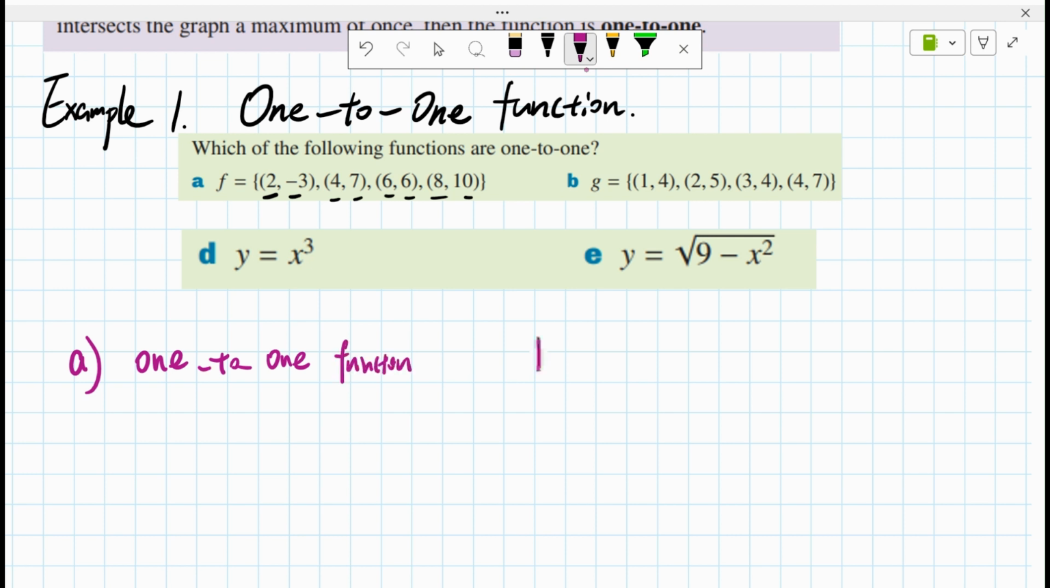And B, which is 1, 4, 2, 5, 3, 4. So we have the same y's but a different x, so 1 and 3 is a difference. So we can say it's not one-to-one.